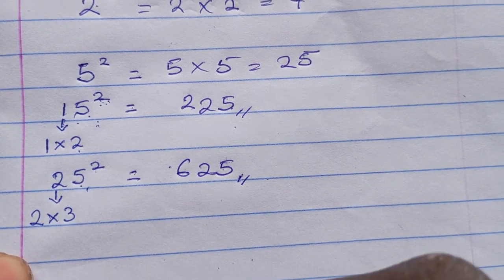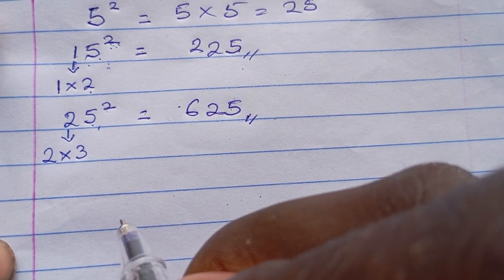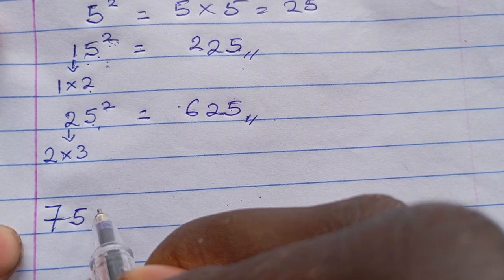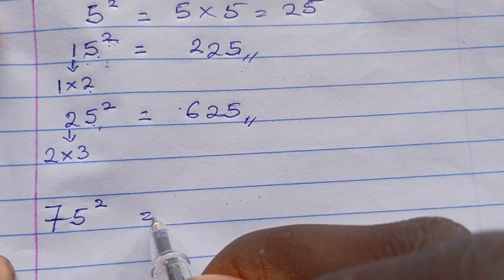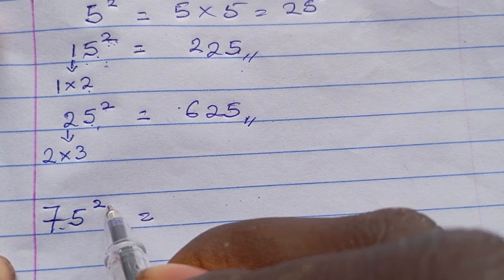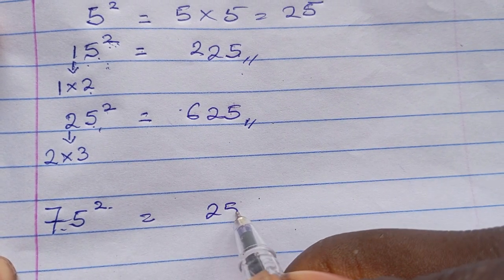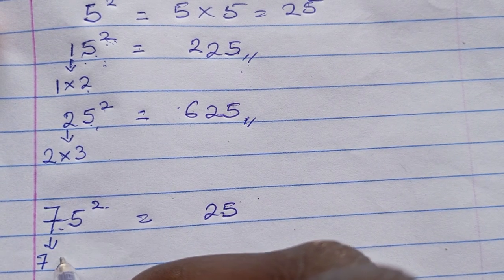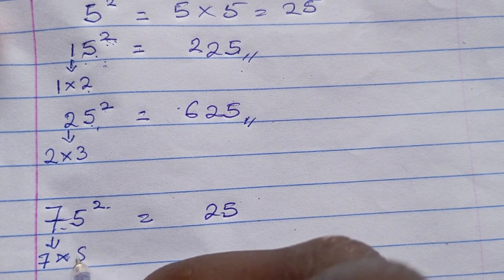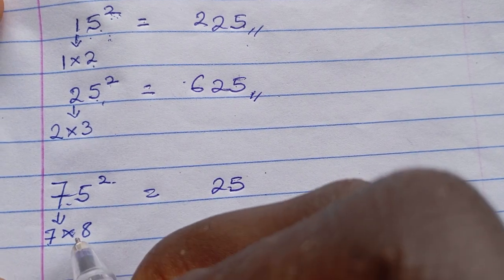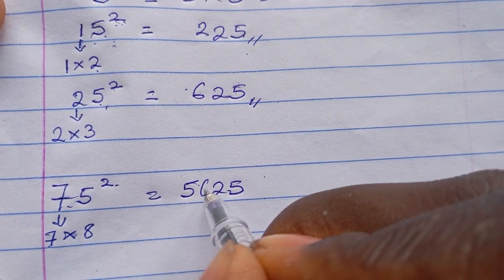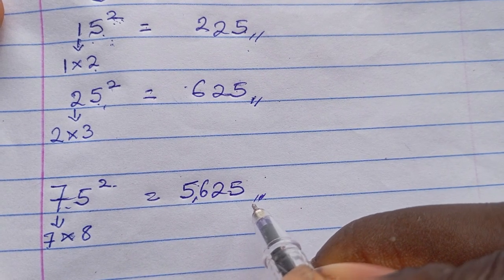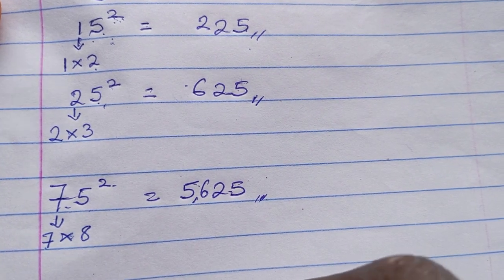Okay, let's try one more. Let's choose a bigger, higher number. Let's say 75. Let's square 75. Remember, you take 5, you square it to give us what? 25. What do you do next? You take 7 and multiply it by the number following 7, which is what? 8. 7 times 8, of course, you know, is 56. So the square of 75 is 5,625. Wow, I think this is very fun. Let's do one more for the sake of fun.